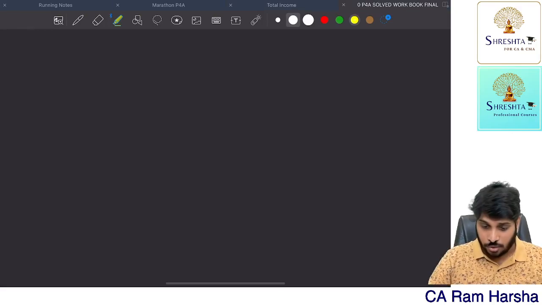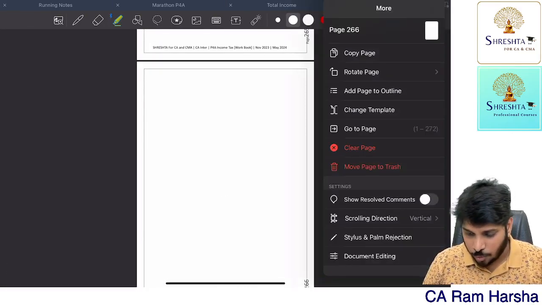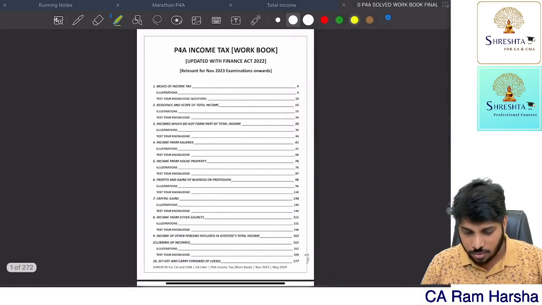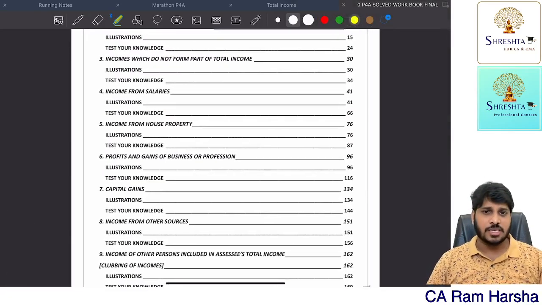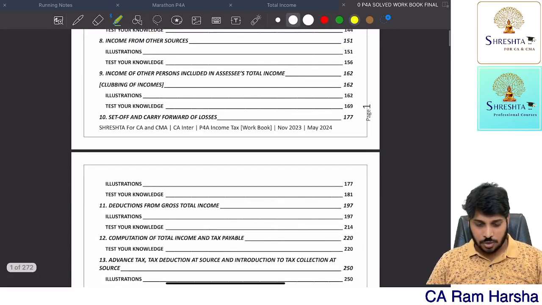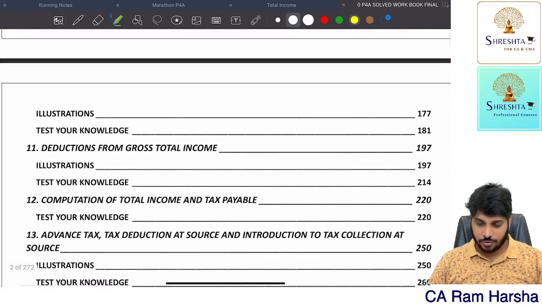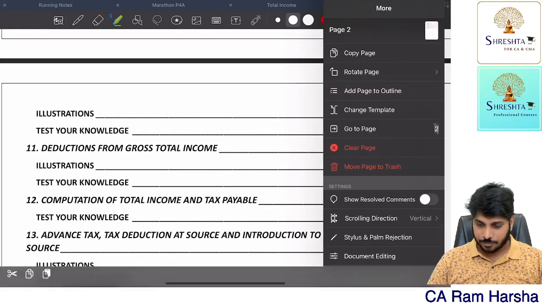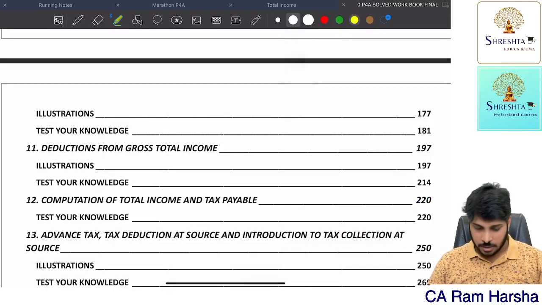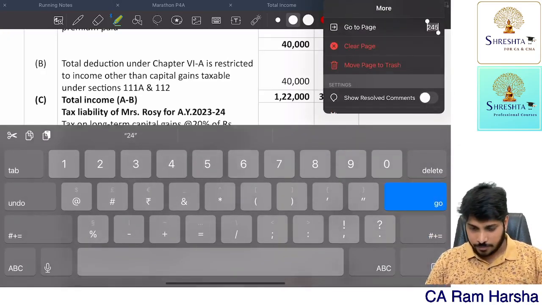Now, there is one important question in the total income chapter. So I will open and show you. You please solve it. You can download this book from my website. For CA/CMA students, there is a website where you can download this book. So in total income, there is a problem. Even in the last attempt, I think May 23, they gave a similar kind of question. Page 245.